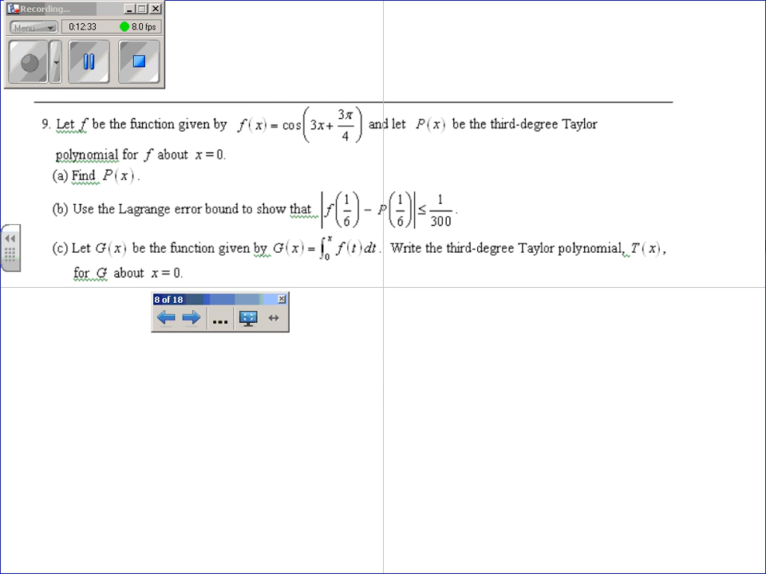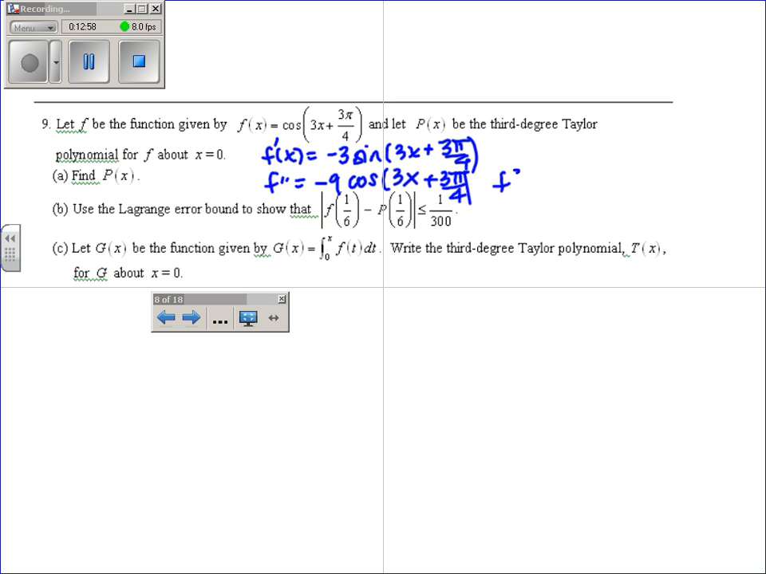Okay, so for the polynomial, I just need to take derivatives. So f is equal to cosine, so the derivative would be negative 3 sine of 3x plus 3 pi over 4. The second derivative would be negative 9 cosine 3x plus 3 pi over 4. The third derivative would be 27 sine 3x plus 3 pi over 4.